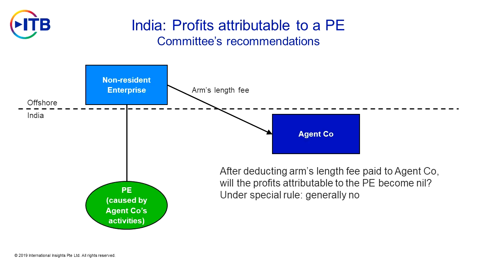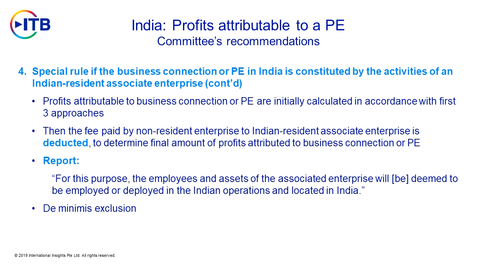Yes, this is the familiar and controversial issue of whether the arm's length fee paid by the non-resident enterprise to the agent causes the profits attributable to the PE to become nil. Under this special rule, the answer will generally be no. The special rule requires the profits attributable to the business connection, or PE, to be initially calculated in accordance with the first three approaches. And then the fee which is paid by the non-resident enterprise to the Indian resident associate enterprise is deducted to determine the final amount of profits which are attributed to the business connection, or PE.